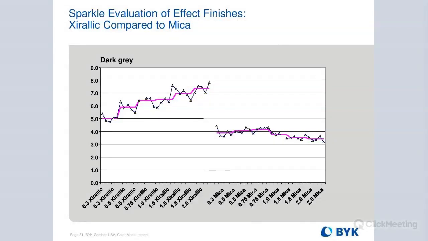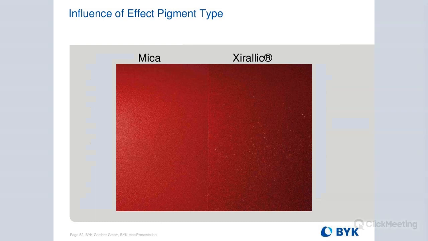And with mica, you don't improve the intensity at all. You're just basically adding more and more area to the particular sparkle measurements. So that was seen as a very positive thing, where you could look at two samples and determine if a particular pigment was used to get a high degree of sparkle.